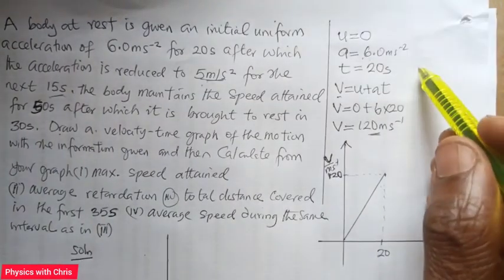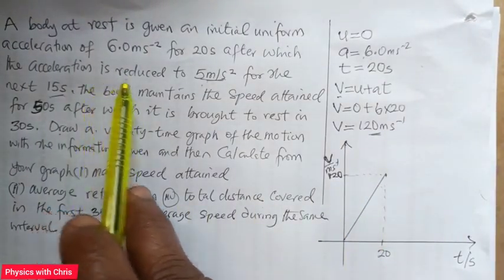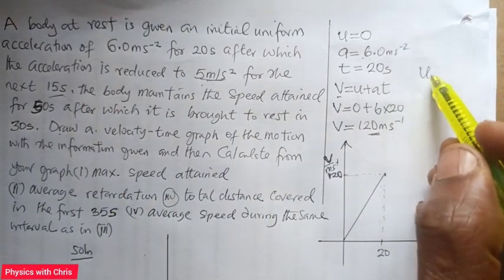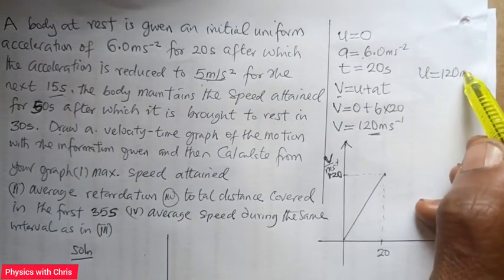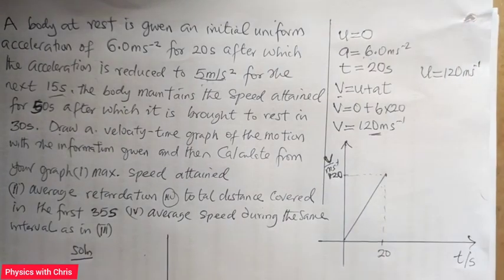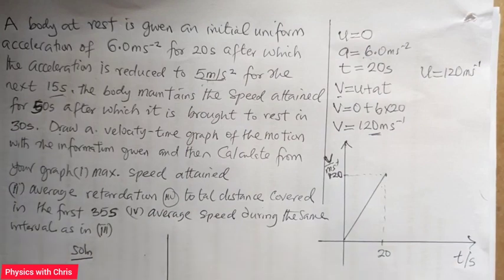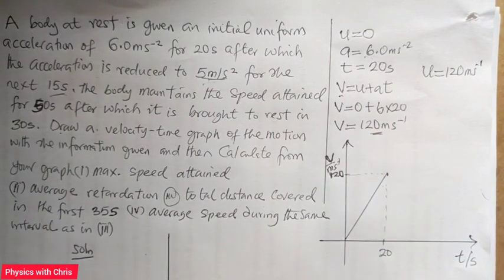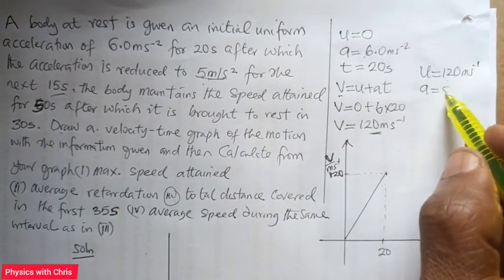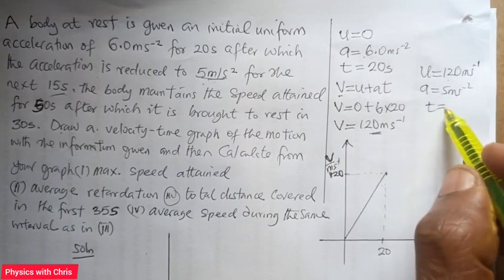So before the acceleration of the body was reduced, the initial velocity should still be 120, because the body was not at rest when this acceleration was applied. It was already in motion. It was already running at a speed of 120 before this acceleration was reduced to 5, meaning that we'll take this as the initial velocity for this second stage of the journey. And then the acceleration is 5 meters per second squared. The time is 15 seconds.